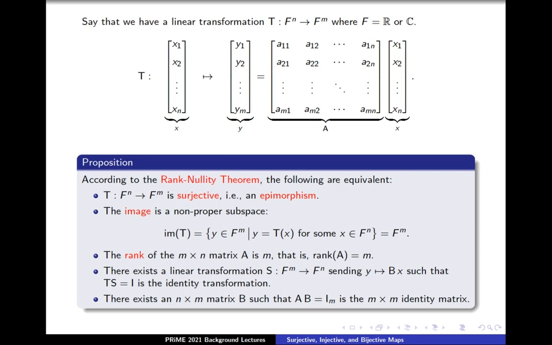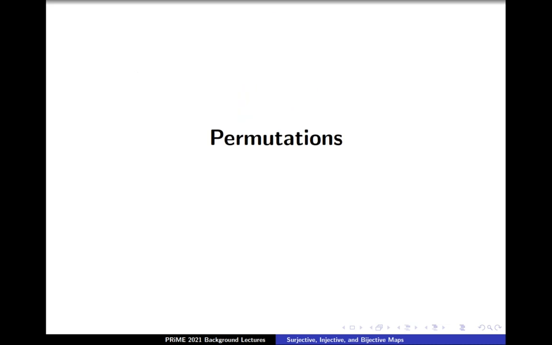An equivalent statement is to say that the rank of the m by n matrix A is m. Also equivalent, we will say that there exists a linear transformation S from F^m to F^n, sending y to B times y, such that T times S is the identity transformation. And the last equivalent statement is that there exists an n by m matrix B such that A times B is I sub m, the m by m identity matrix.